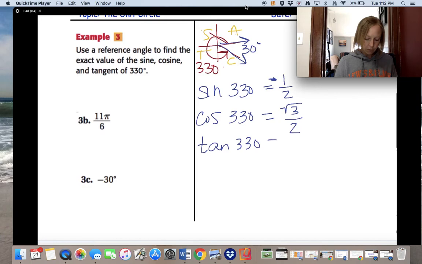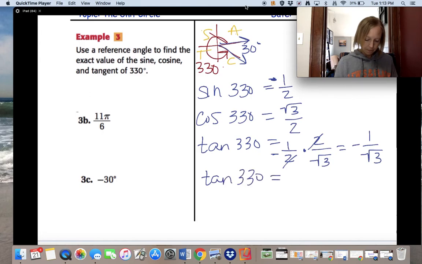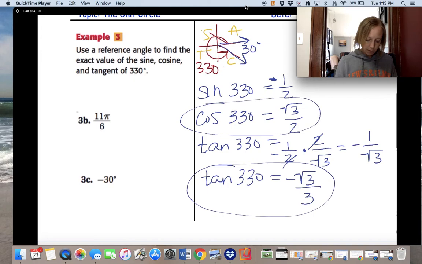Tangent of 330 degrees is sine divided by cosine. Divide means to multiply by the reciprocal. Hey, we did this one before. I remember when we did this one, I got square root of 3 over 3. So I'm going to use what I remember of these patterns and write that down. All right, so those are my 3 solutions. There's my tangent, my cosine, and my sine.